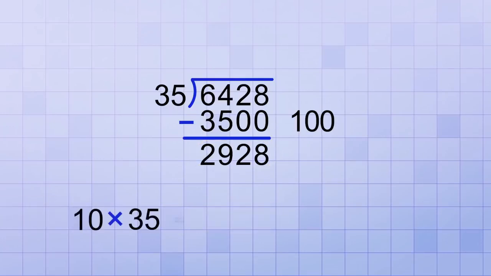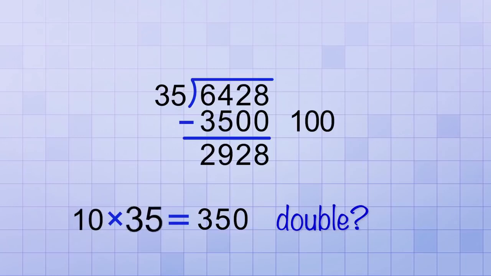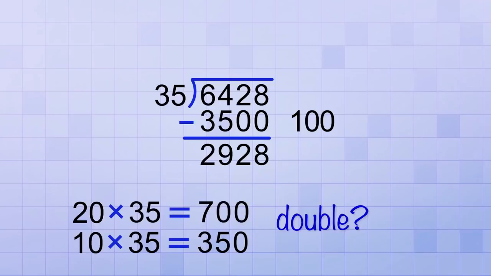10 times 35 equals 350. That's definitely smaller. But if we use values that are too small, it will take us a lot longer to chisel the remainder down to an acceptable level. So how about if we double that? If 10 times 35 equals 350, then 20 times 35 would be 700.